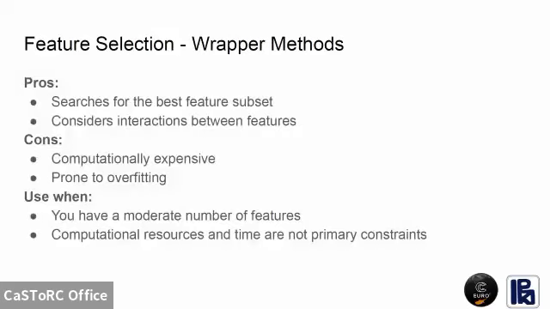So the positive is this is more guaranteed to search for the best set of features, the best subset for your prediction, and this also considers the interaction between the features. But you understand this method, especially if you have a complex model, can be very expensive. Okay, and then it's also prone to overfit. We're going to explain what overfitting is. For example, if you have a data set.